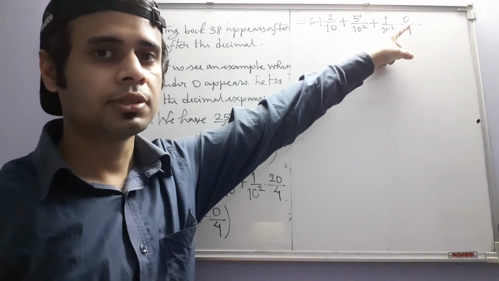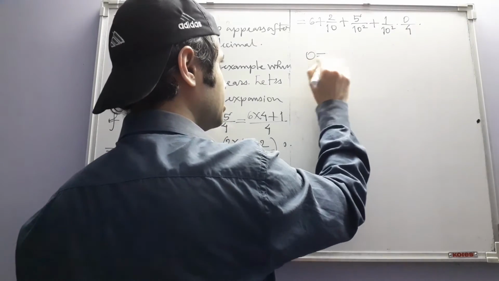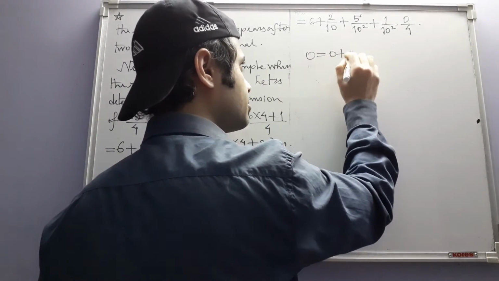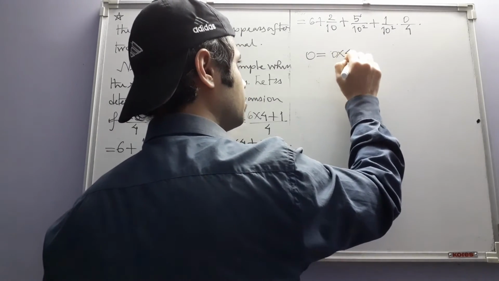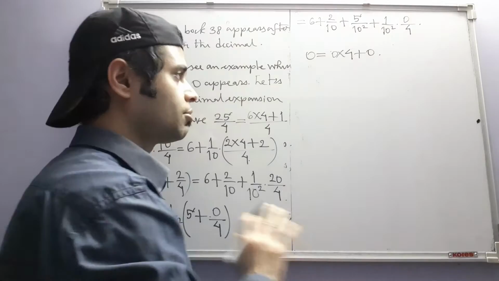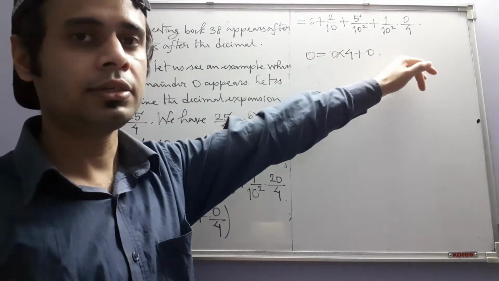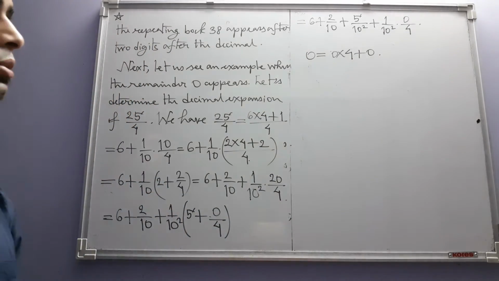Here if I use the Euclidean algorithm to write 0 as something times 4 plus some non-negative number, that has to be of this form. 0 times 4 plus 0. There is no other choice. And that's why once we hit 0, then 0 gets repeated again and again. Okay.